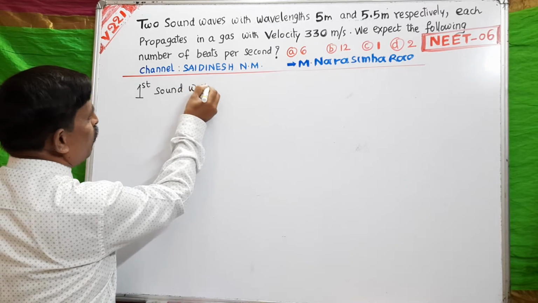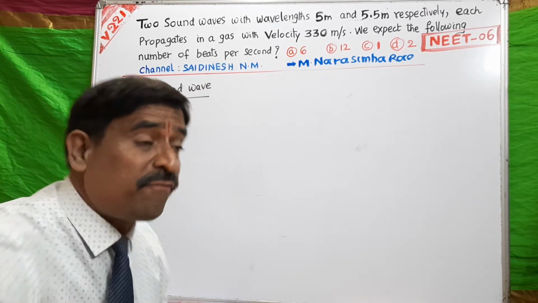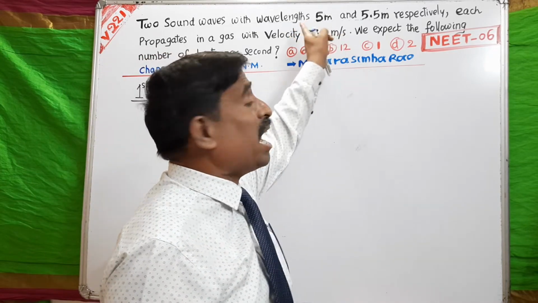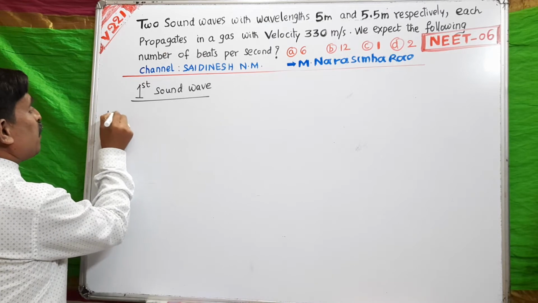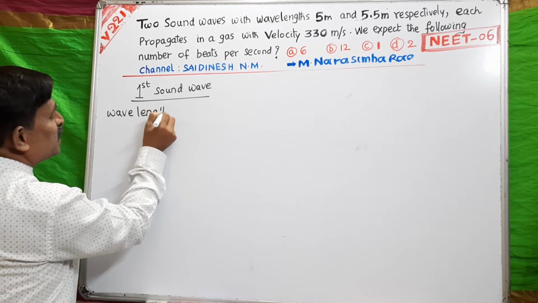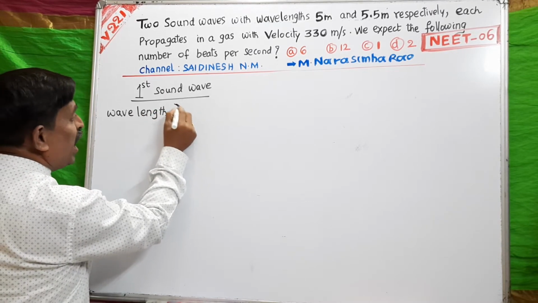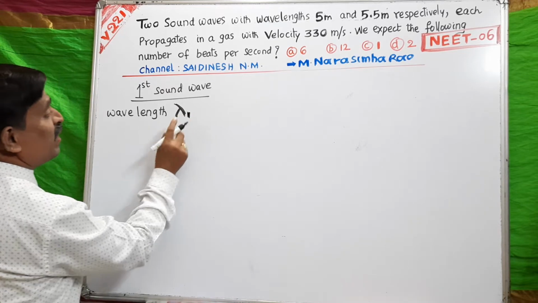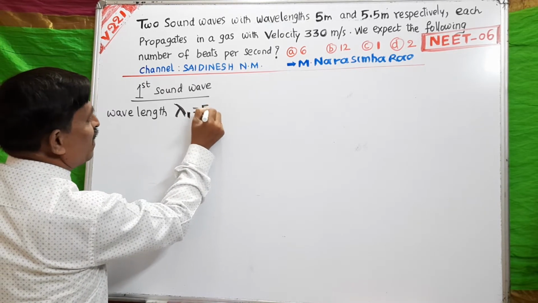First sound wave, they told. Wavelength of the first sound wave is 5 meter. Wavelength is represented by lambda. Wavelength of the first wave is lambda 1, that is given as 5 meter.